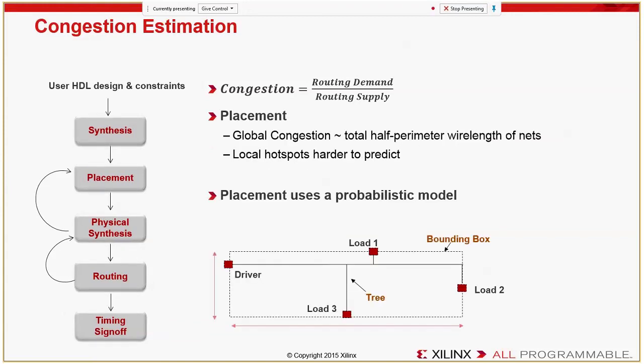During placement, congestion estimation becomes more accurate. Here there are typically two types of congestion. One is global congestion, which correlates very well with the total half perimeter wire length of all the nets in the design. Local hotspots are actually harder to predict. Because of this correlation, practically every placer will try to make sure that it optimizes the half perimeter wire length of all the nets in some way.